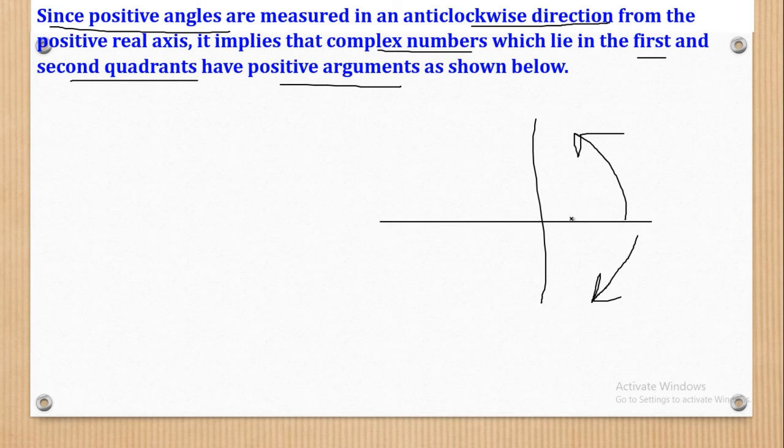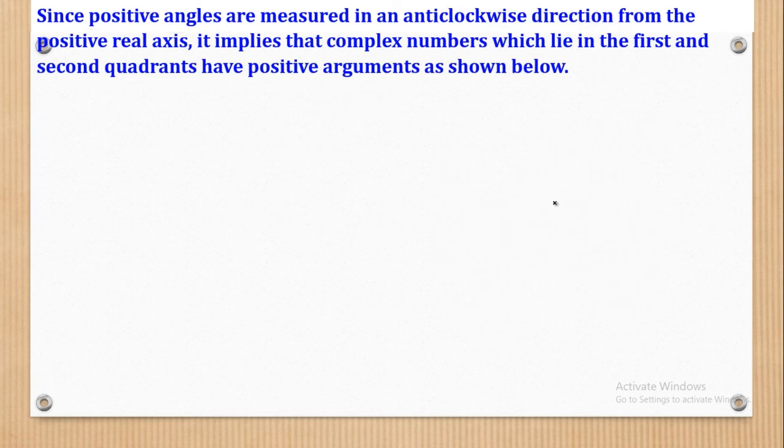But now since the argument ranges from negative 180 degrees to positive 180 degrees, it means that positive 180 degrees will stop here and cannot exceed. Positive arguments will lie either in the first quadrant or second quadrant, and negative arguments will lie either in the third quadrant or fourth quadrant. So we shall see all these four cases. Let's start with the first case, or the first quadrant.